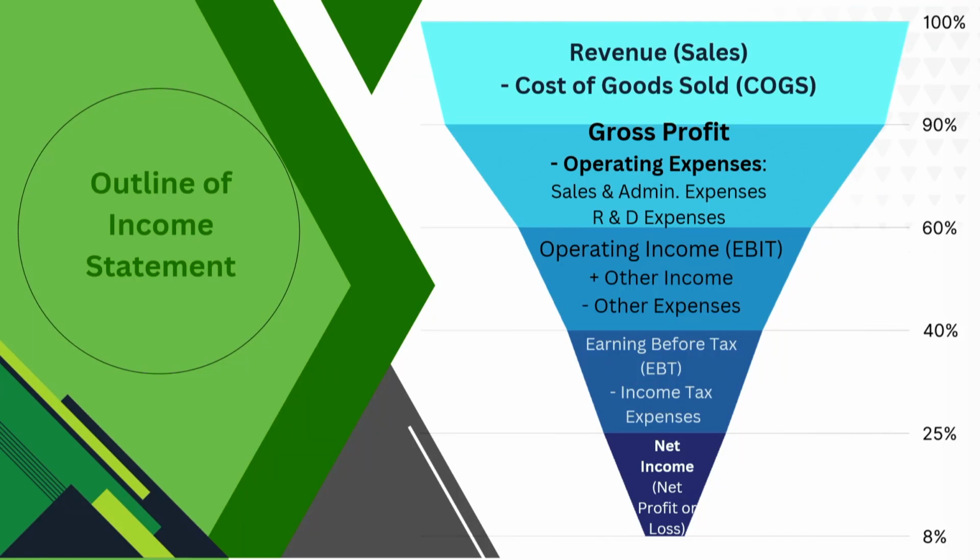Out of it, other incomes, non-operating incomes and non-operating expenses are taken into account. Then we are left with earning before taxes. And out of this, once the taxes are deducted, we reach the figure of net income, which is known as the net profit or loss to an organization. All organizations work with the objective to maximize their profit in terms of the resultant of the income statement.